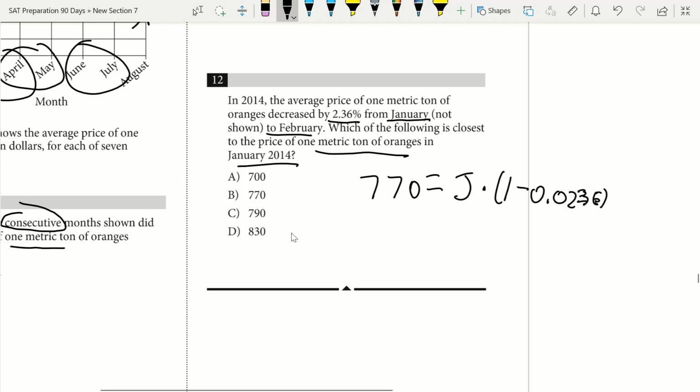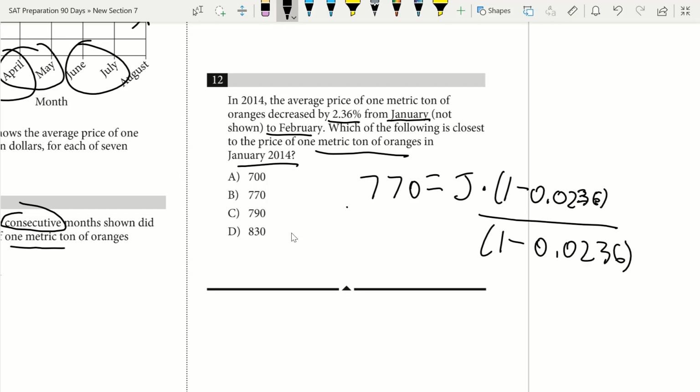That's going to give us our 770 in February. So now we just divide by this. So divide by that, 1 minus 0.0236, okay, and we divide this side by that as well. And that's going to give us our answer for how much they cost in January.